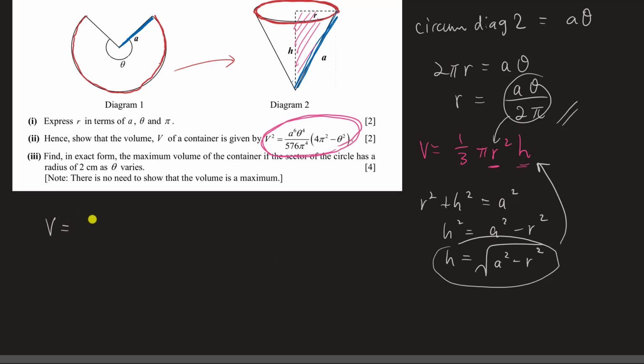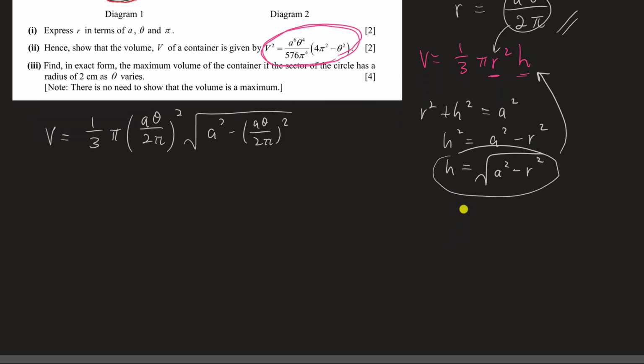So V is equal to 1/3 pi r squared h, where h is the square root of a squared minus, you see r again, so I'm going to put this r inside here again, A theta over 2 pi, squared. It looks really confusing, but take a look at what they want you to show. They want you to have V squared.